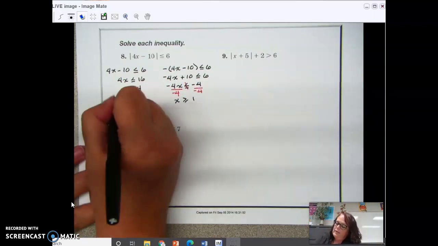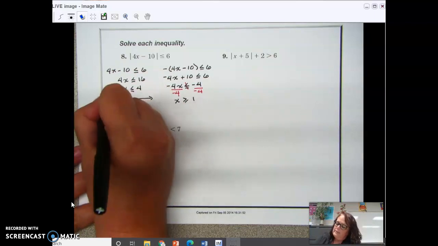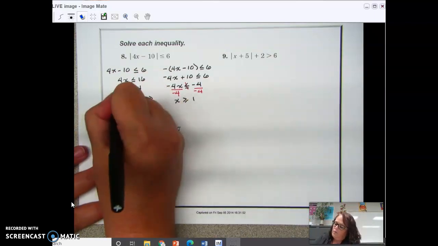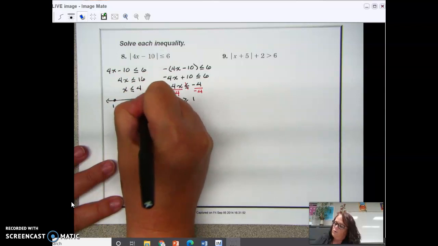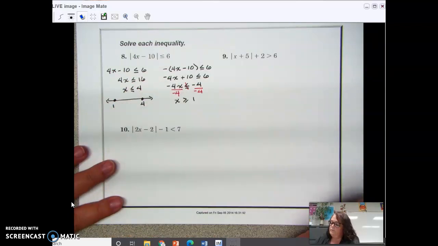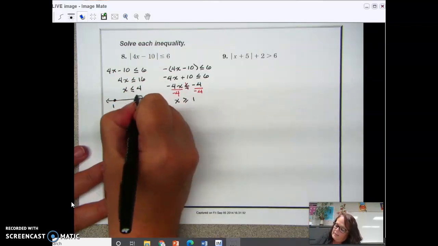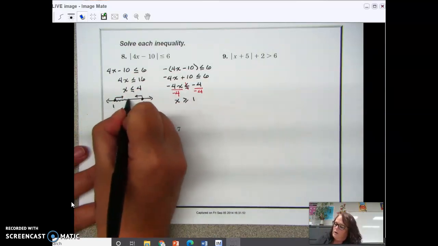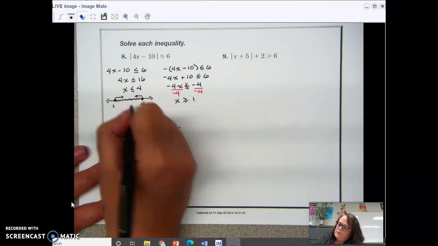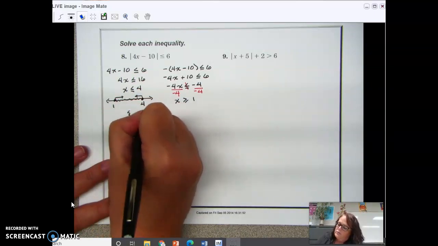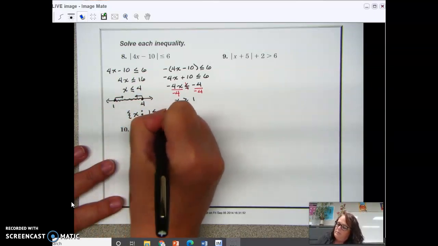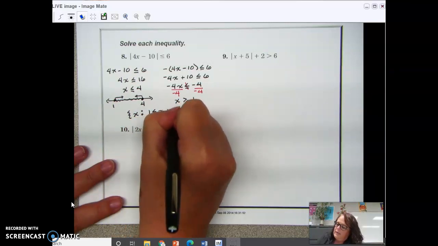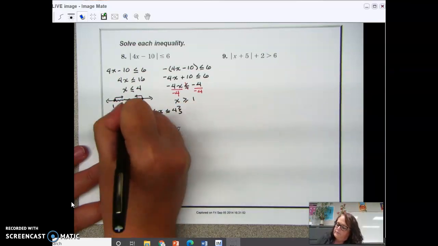So then when I look on a number line, that means I've got a closed circle at 1 and a closed circle at 4 because it does say or equal to. And at 4, it's saying less than, and at 1, it's saying greater than. And so where those cross is right in between. So this is all my x values such that it falls in between 1 and 4, including 1 and 4.